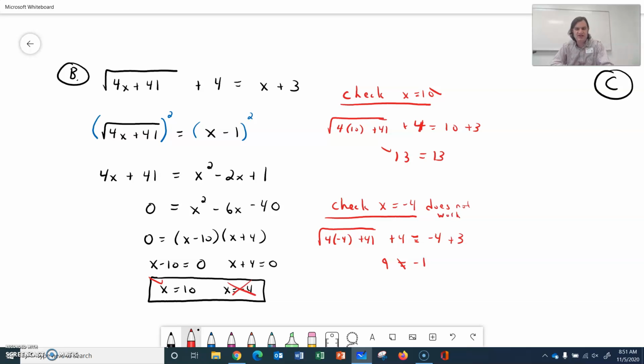So we'll throw the negative 4 out. So we got 2 answers in solving, but only one of them works, so that's the only one we keep, the 10.